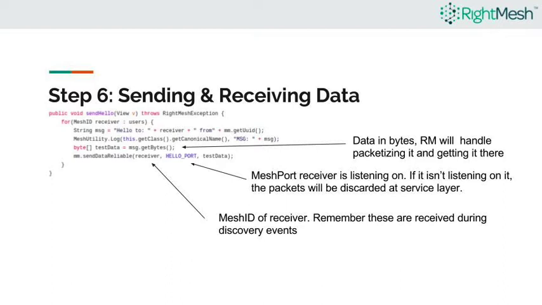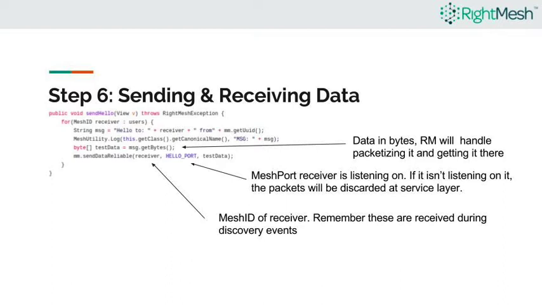If that receiver isn't listening on that mesh port, the data will get dropped by the mesh service. Otherwise, it will figure out how to split that data up into packets and work out the routing, and as far as the other side is concerned, an event will just get generated when all the data arrives.